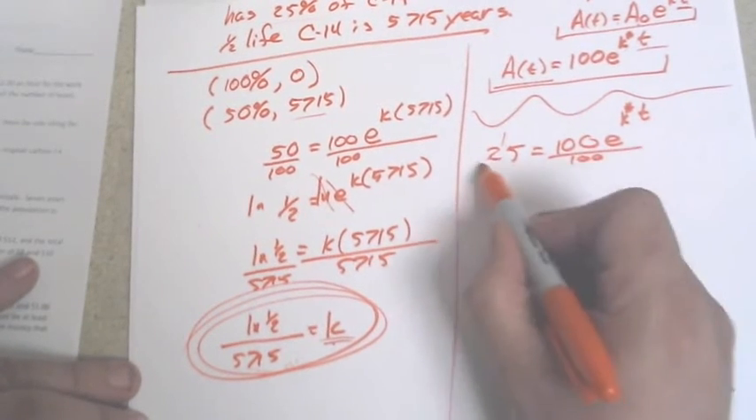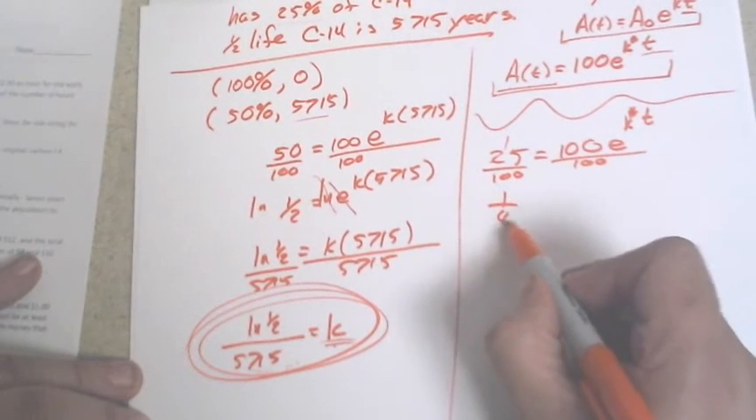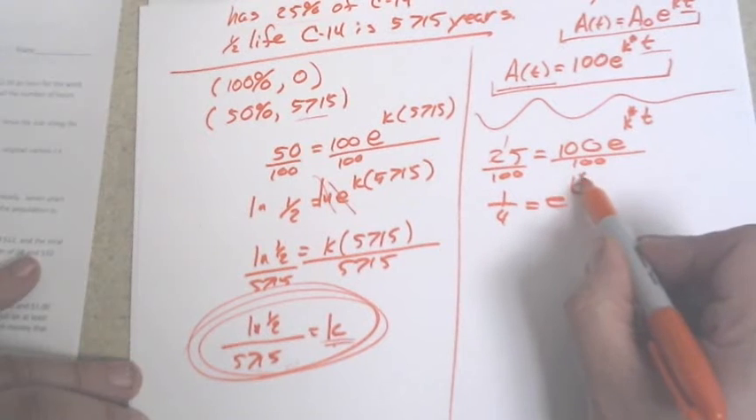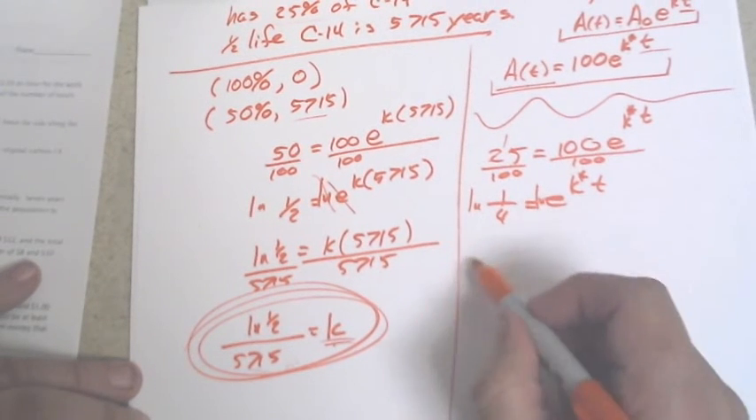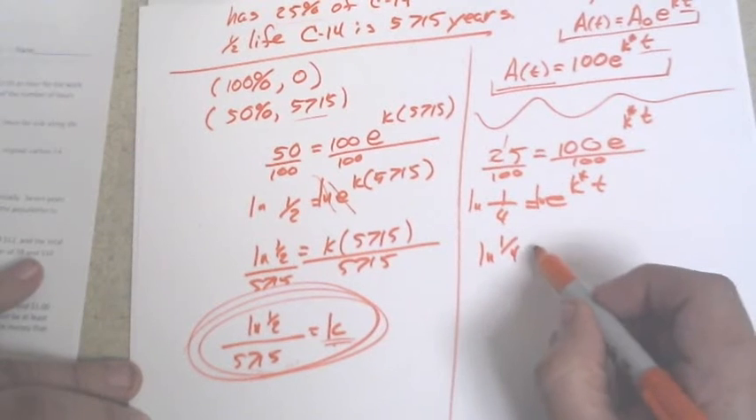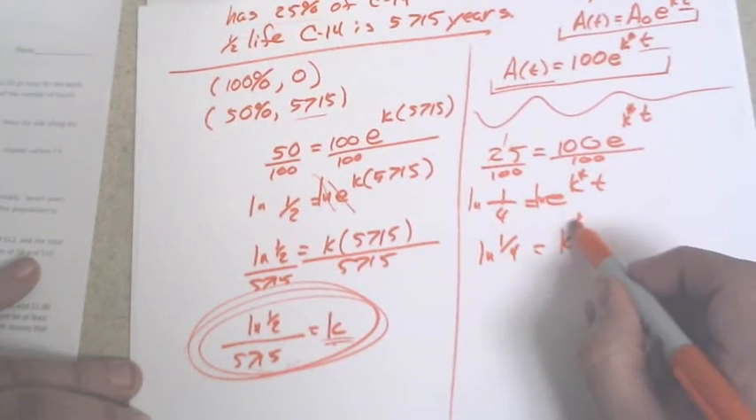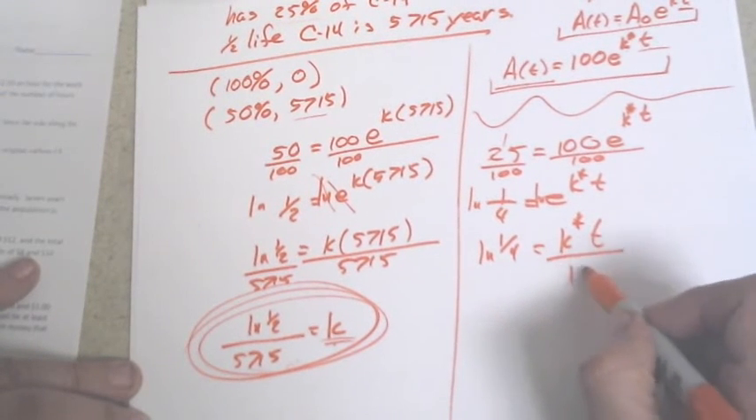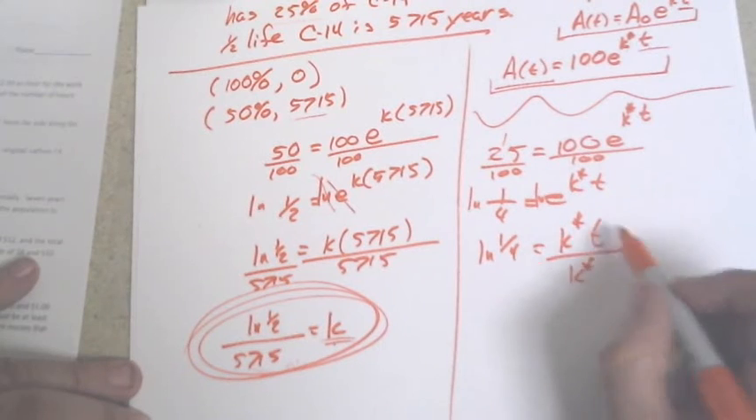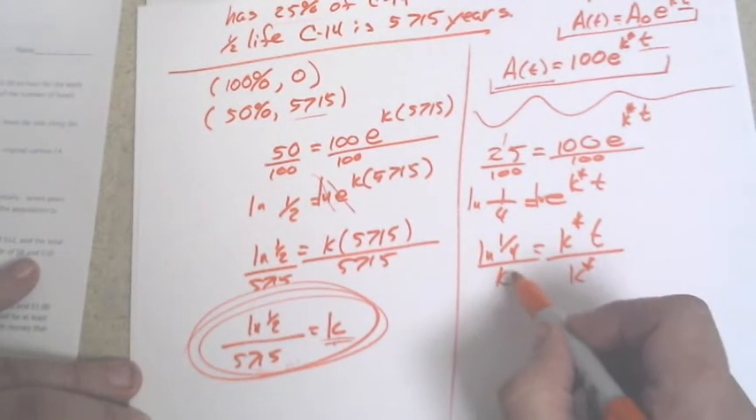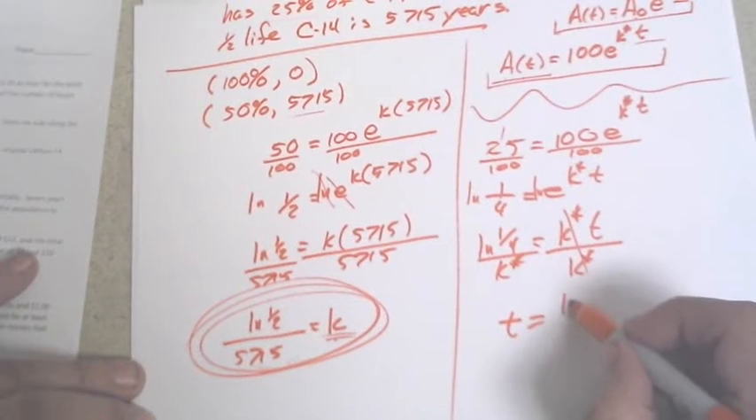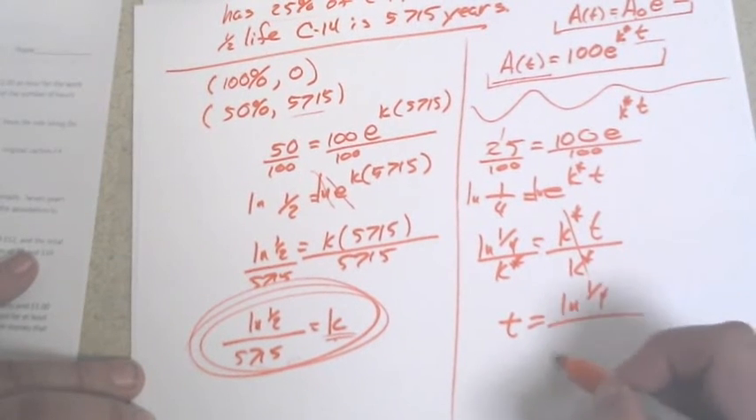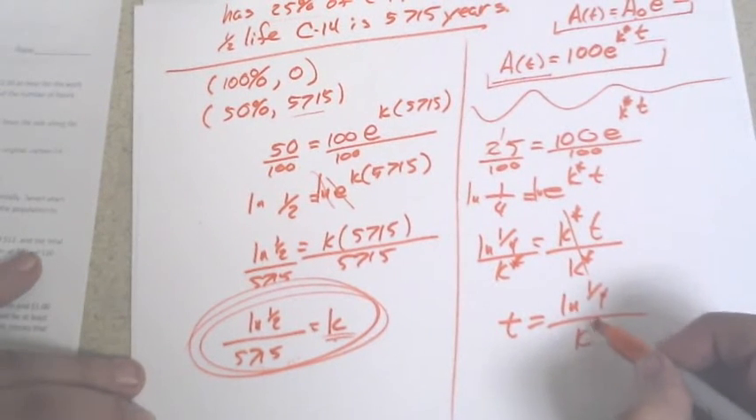So divide by the 100, divide by the 100. You get 1/4 equals e to the k star t. Going to take the natural log of both of those. So the natural log of 1/4 equals k star t. We're trying to solve for the t because we already know the k. So divide by that k star. Those cancel. And our time equals the natural log of 1/4 divided by that k.